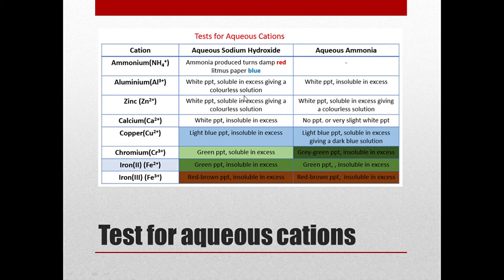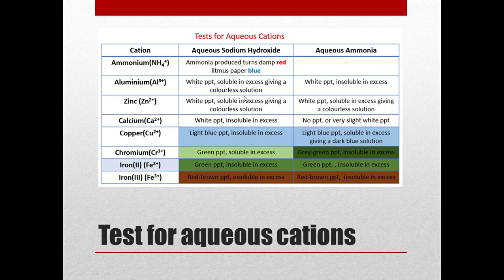Okay, then copper gives a light blue precipitate insoluble in excess. That is with sodium hydroxide. With aqueous ammonia, it gives you a light blue precipitate which is soluble in excess and gives a dark blue solution. Chromium gives a green precipitate which is soluble in excess, and with aqueous ammonia, it is a gray green or dirty green precipitate which is insoluble in excess. But with sodium hydroxide, it is soluble.